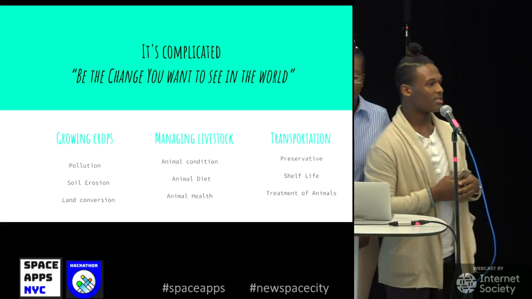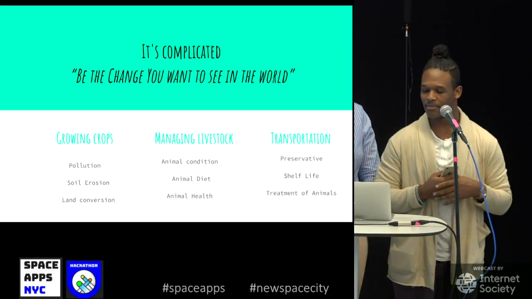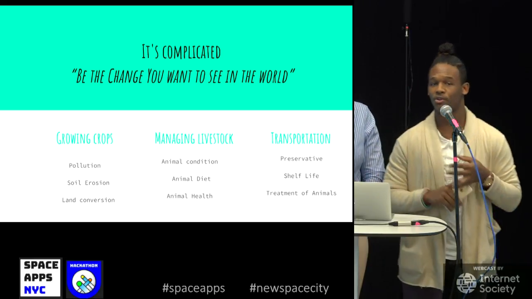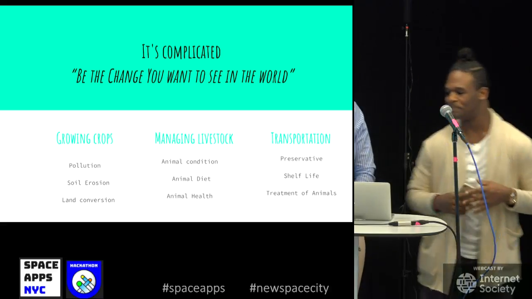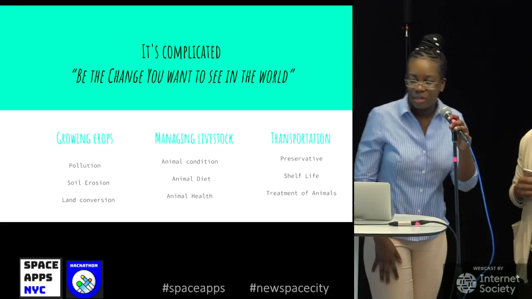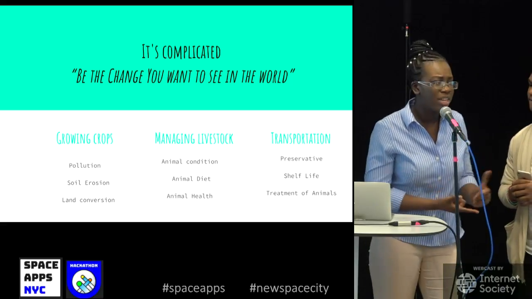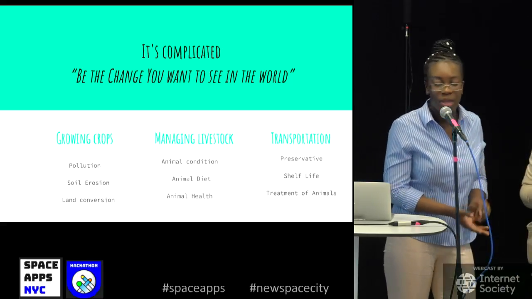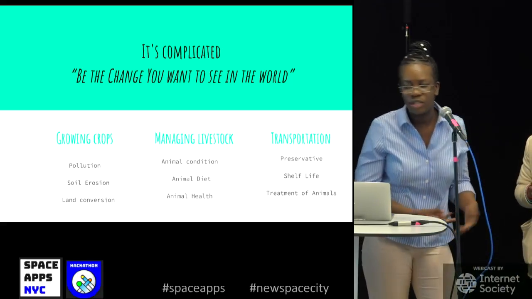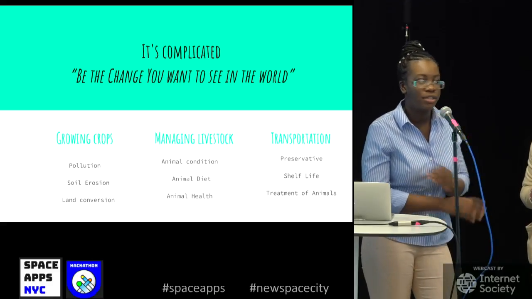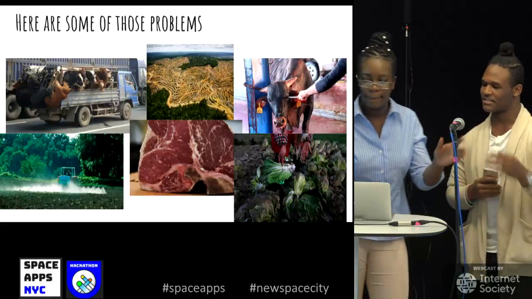A problem we saw in this process is specifically growing crops. We saw that it was pollution, we saw it was soil erosion and land conversion. And another problem that we saw was managing livestock. There was the animal condition, the animal diet, and the animal health is atrocious. And also the transportation to get it where it needs to be, atrocious.